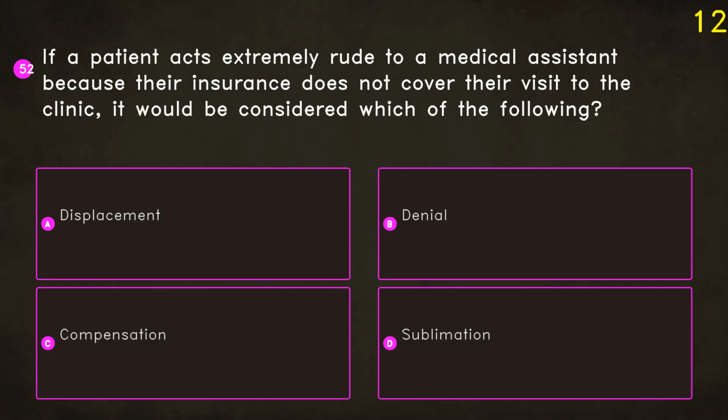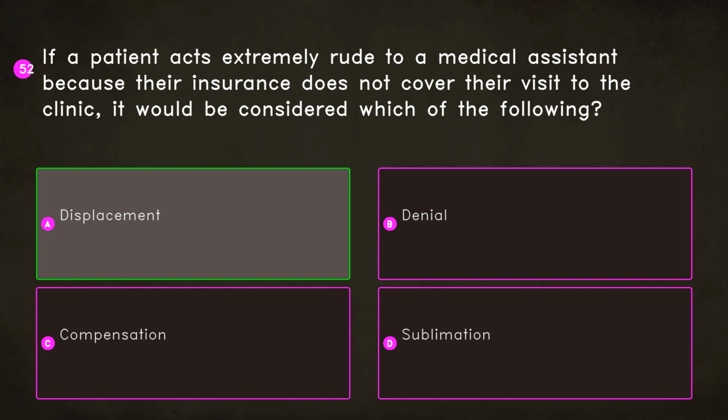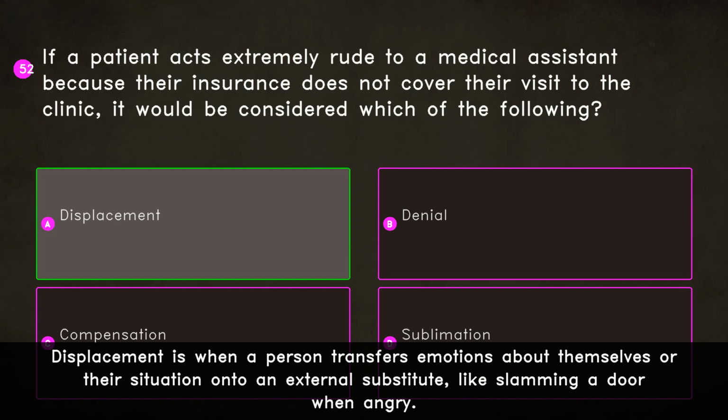Question 52. If a patient acts extremely rude to a medical assistant because their insurance does not cover their visit to the clinic, it would be considered which of the following? A. Displacement. B. Denial. C. Compensation. D. A sublimation. The correct answer is displacement. Displacement is when a person transfers emotions about themselves or their situation onto an external substitute, like slamming a door when angry.